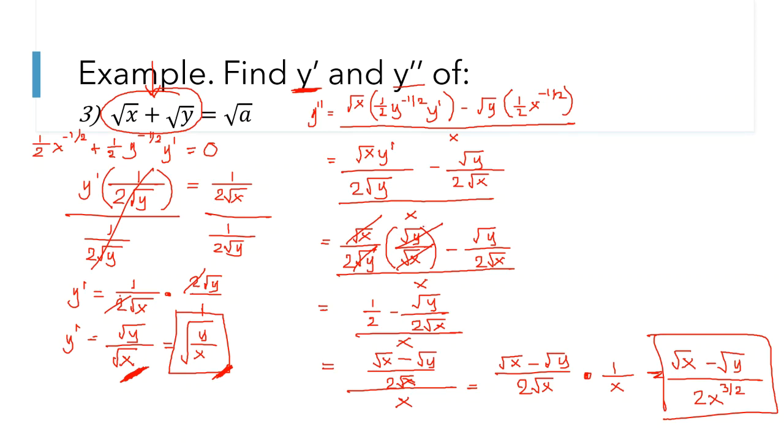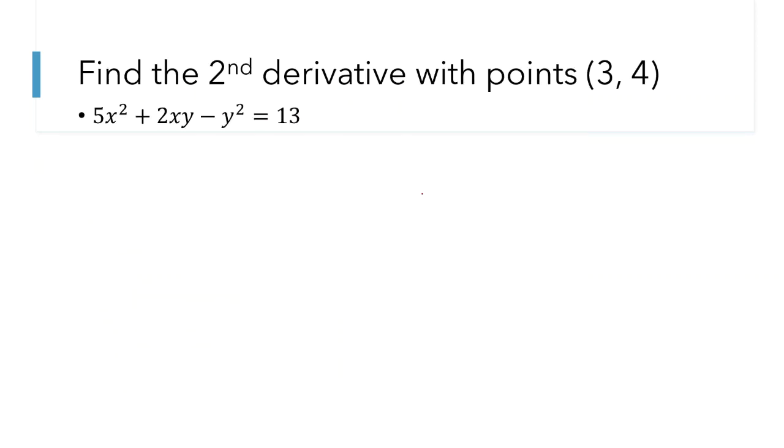Okay, so we still have one last example, which is to find the second derivative with points 3 and 4. So we have to find the derivative of this, the second derivative of this, and then we have to substitute the points that is given here. So 5x squared, derivative of that is 10x. Derivative of 2xy. So these are two terms. So meaning to say we have to use product rule.